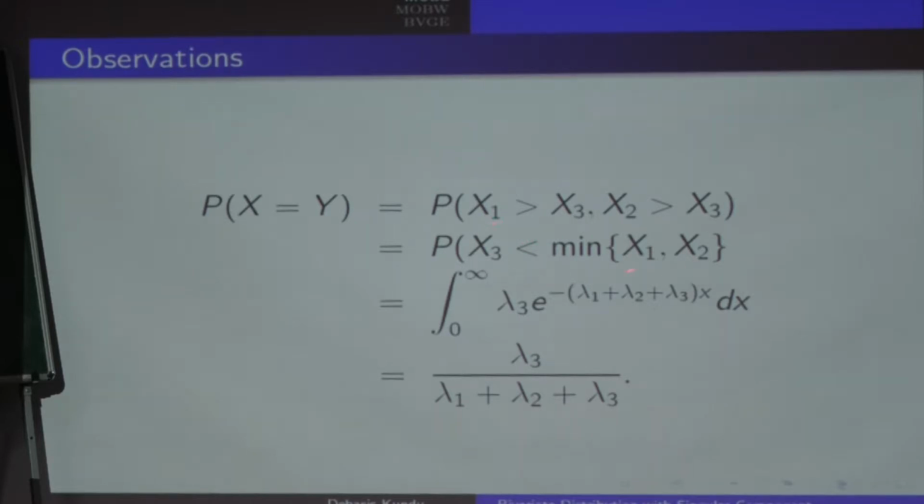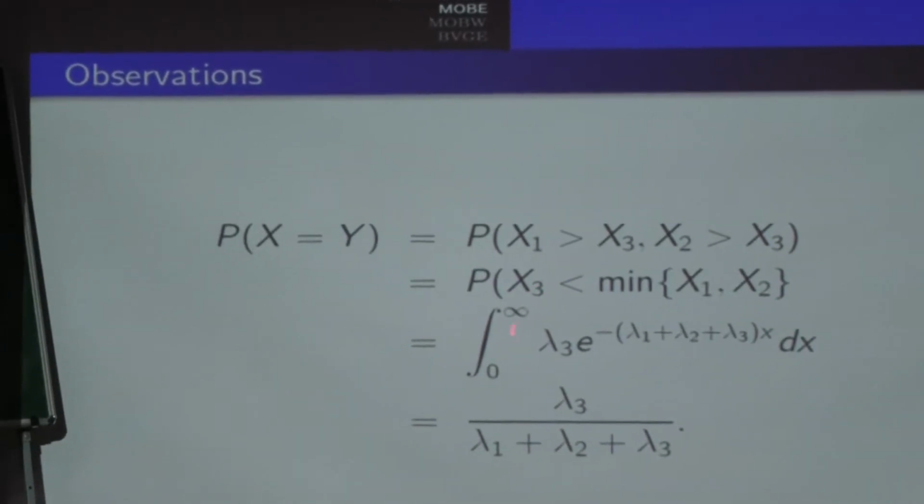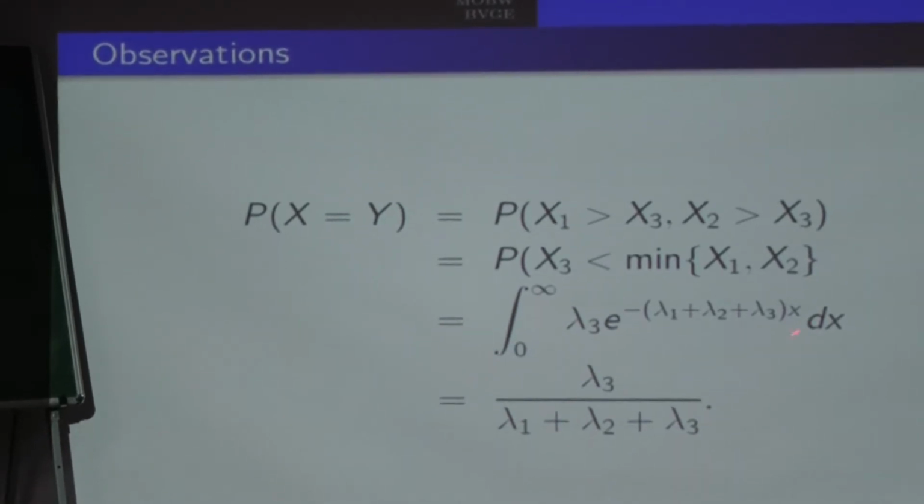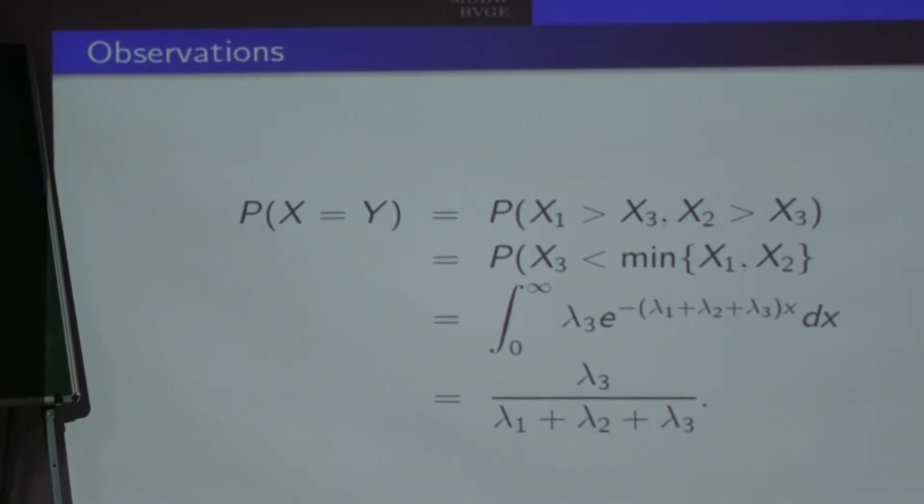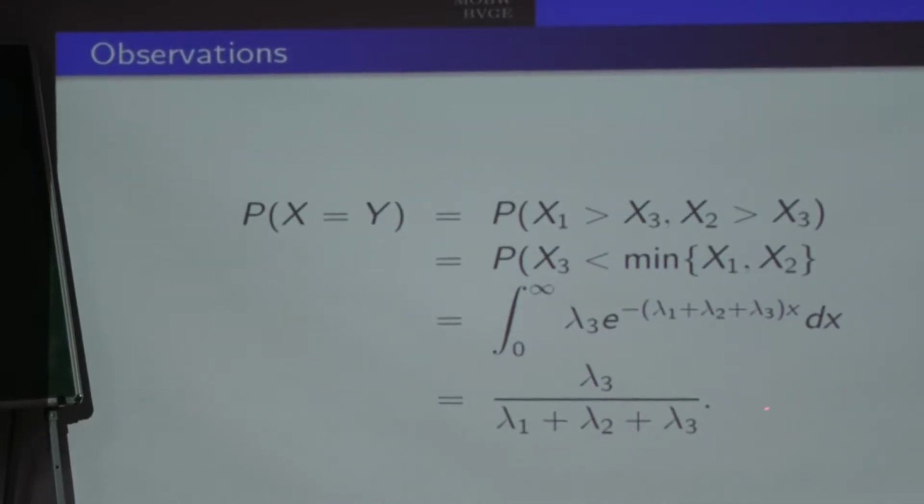So now what is this? That is very simple. How do you compute this? Let's put the density function of x3 at the point x, which is lambda 3 e to the power negative lambda 3 x. I know that x1 has to be greater than x3, which is e to the power negative lambda 1 x, and x2 also has to be greater than x3, which is e to the power negative lambda 2 x. Integrating x from 0 to infinity gives lambda 3 divided by lambda 1 plus lambda 2 plus lambda 3. So the probability x equals y is lambda 3 divided by lambda 1 plus lambda 2 plus lambda 3. This quantity is not negative as long as lambda 3 is not negative.